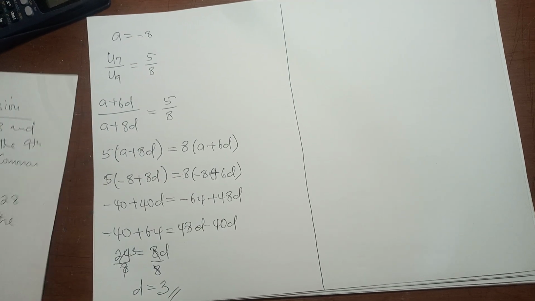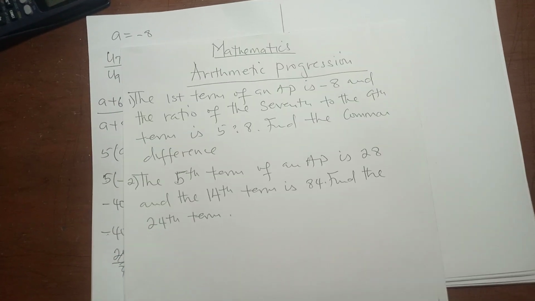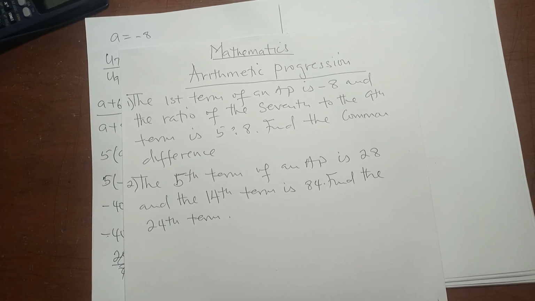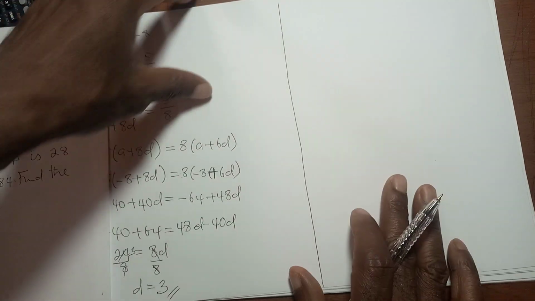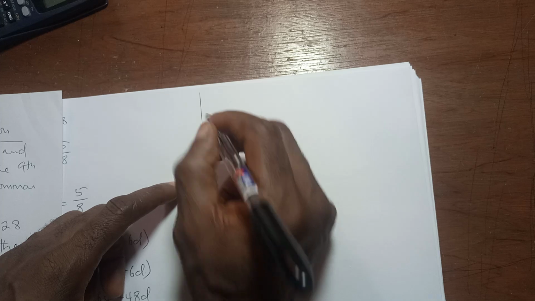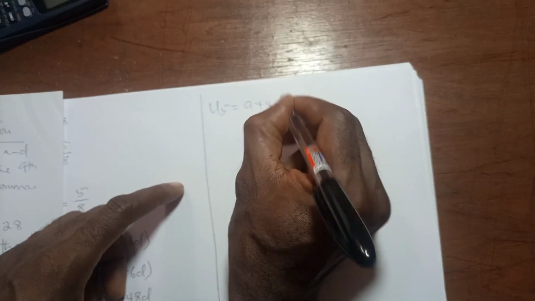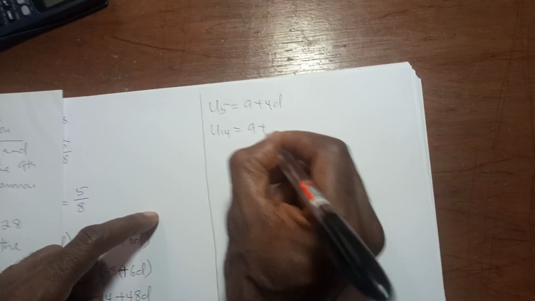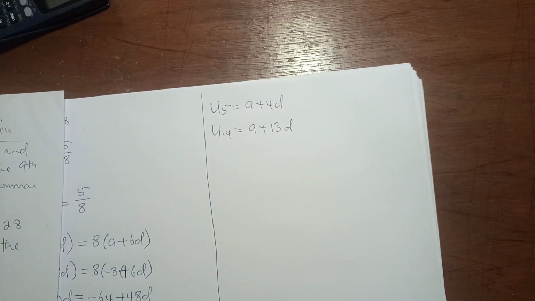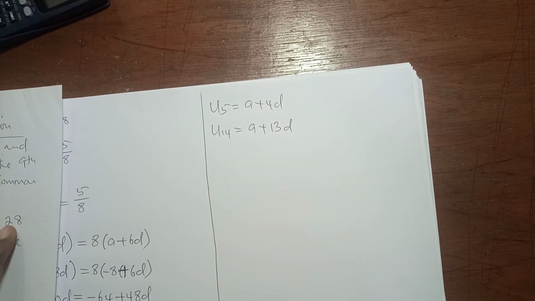Now the second question says the fifth term of an AP is 28 and the 14th term is 84. It now says we should find the 24th term. So finding the 24th term, that means we have U5. U5 is equal to, if you recall, A plus 4D. And then U14 is equal to A plus 13D. We are told that U5 is 28 and U14 is 84.